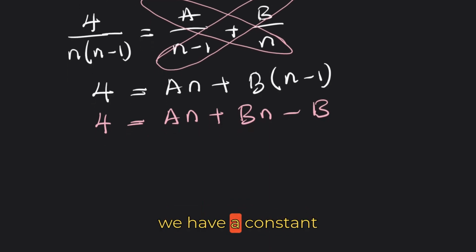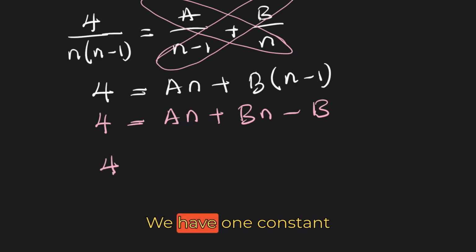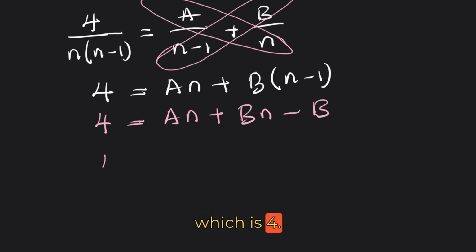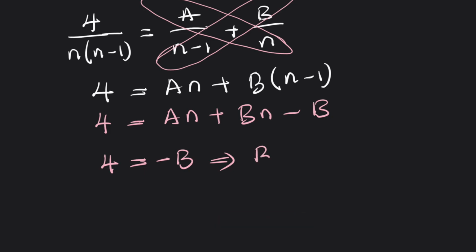So you can see that we have one constant term on the left, which is 4, and the constant term on the right-hand side is negative B. Which implies that B is negative 4.